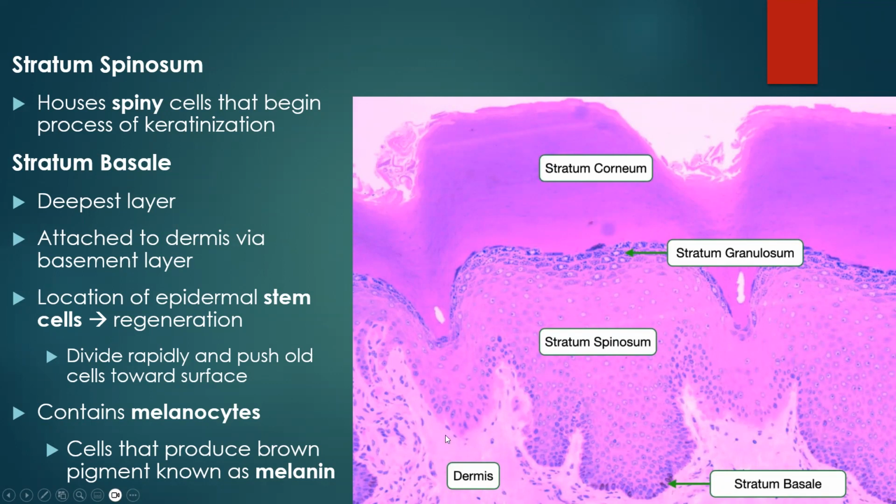This is where cells are being produced continuously. So we actually have stem cells in this region that are just constantly regenerating more epidermal cells. And what happens is as these cells are produced, they start pushing towards this superficial or apical surface, and that is how the epidermis can be regenerated so quickly.